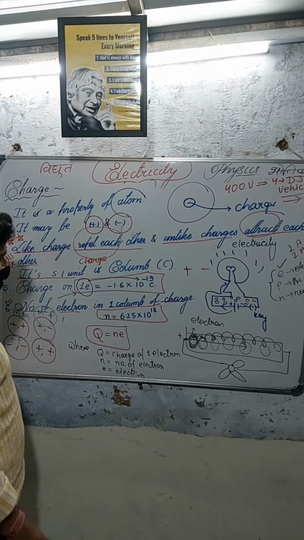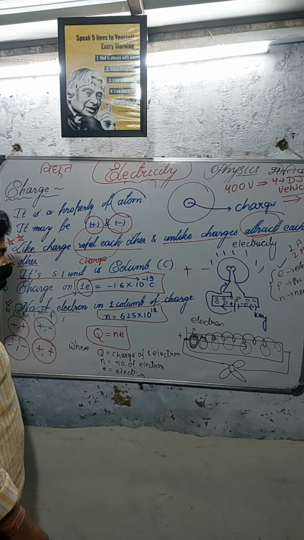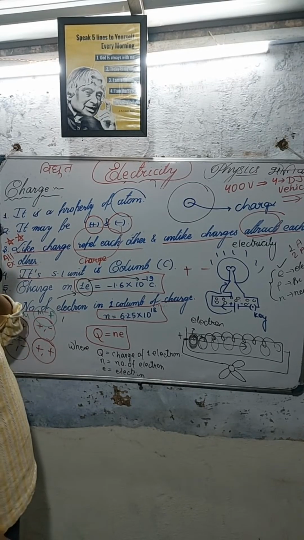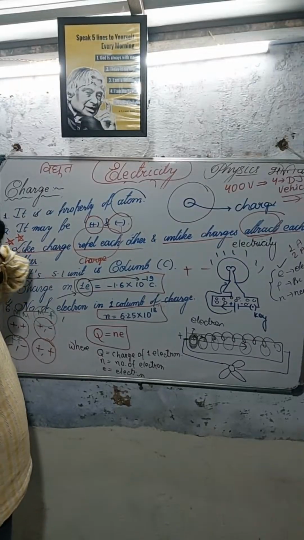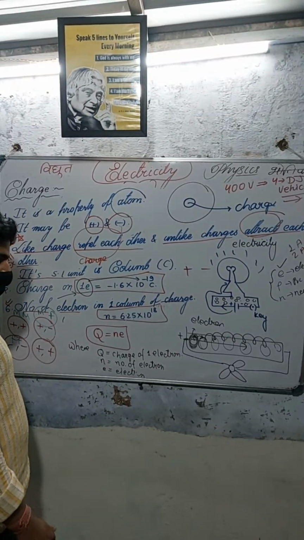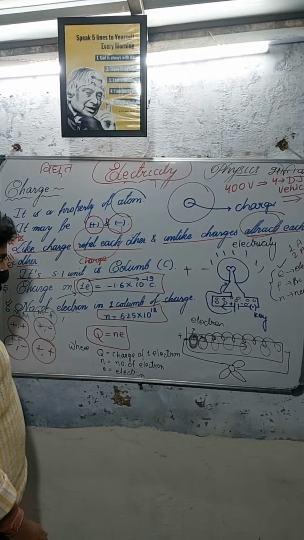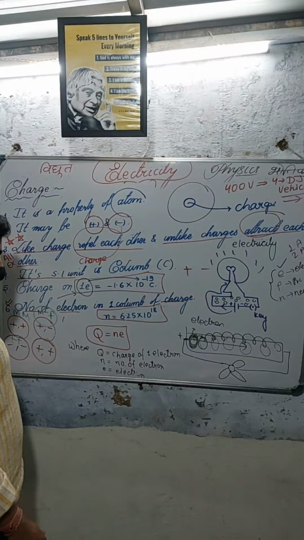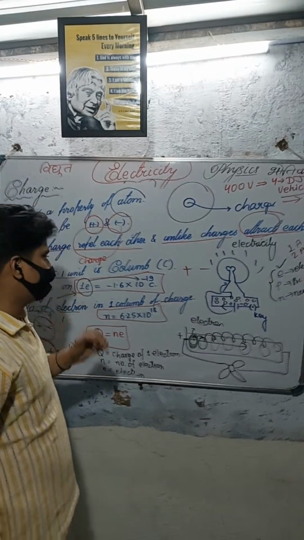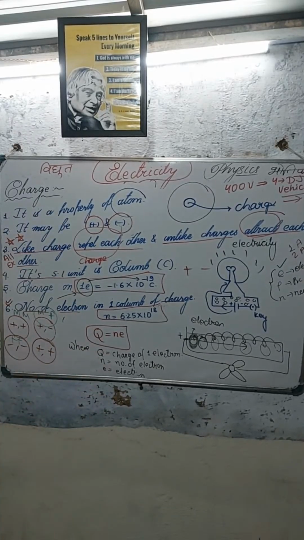1 coulomb charge equals 6.25 into 10 raised to the power 18. 1 electron equals minus 1.6 into 10 raised to the power minus 19 coulomb. Open your beautiful eyes. Yes.